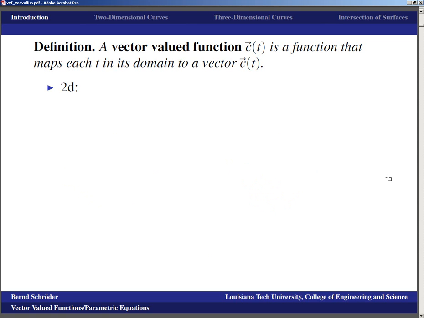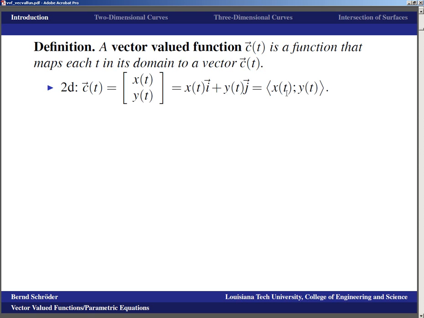If we're looking at expressing these functions, well, again, I want us to think of vector-valued functions in arbitrary dimensions, but of course in 2 dimensions, c of t is just x of t, y of t, which is x of t i plus y of t j, which is also sometimes left angle x of t, y of t right angle. So these are the various ways in which these functions can be expressed in 2 dimensions.